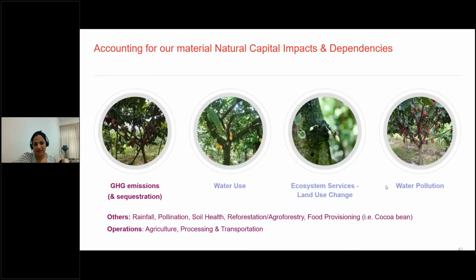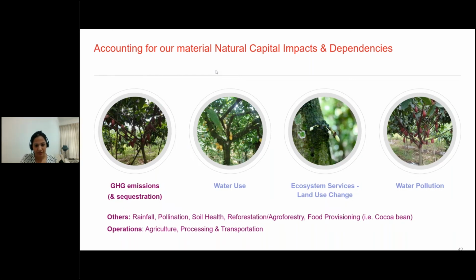So we started with accounting for material natural capital impacts and dependencies. The word material is very important because for corporates, based on their respective industry, there will be varying impacts and dependencies. But you really need to know and understand which are those material impacts which can actually influence your decisions or the decisions of your external stakeholders.